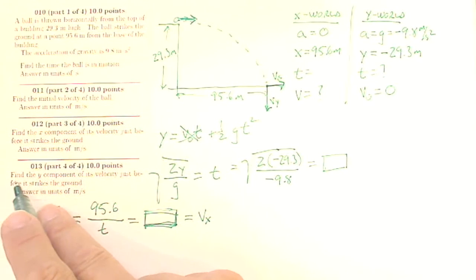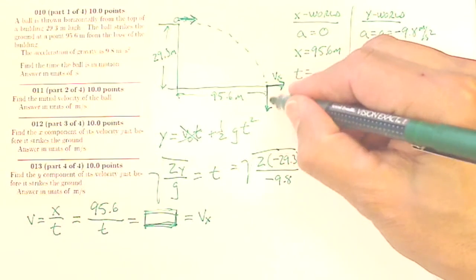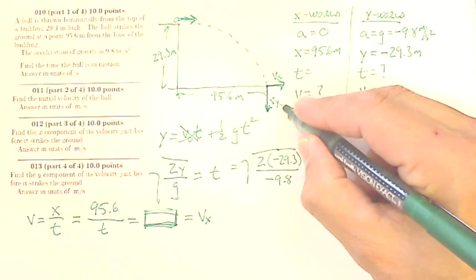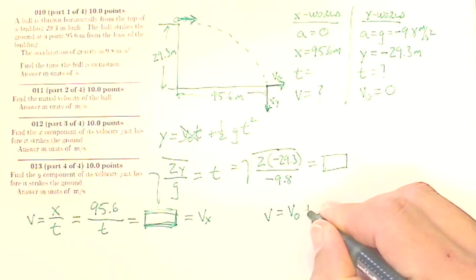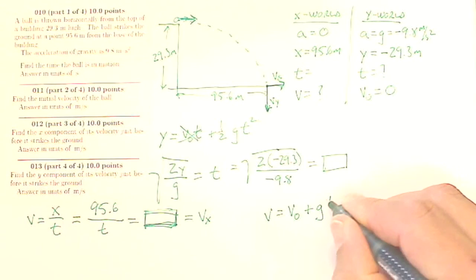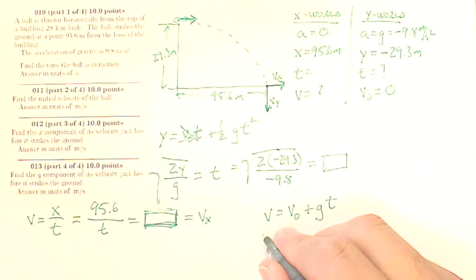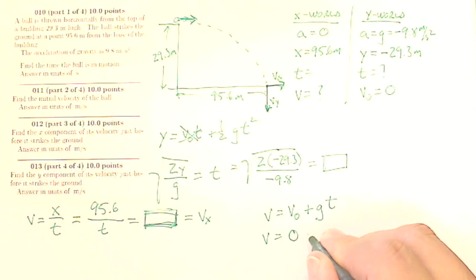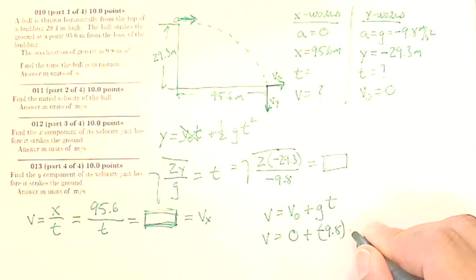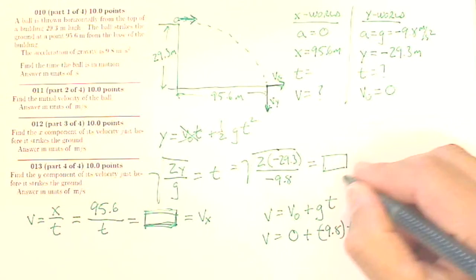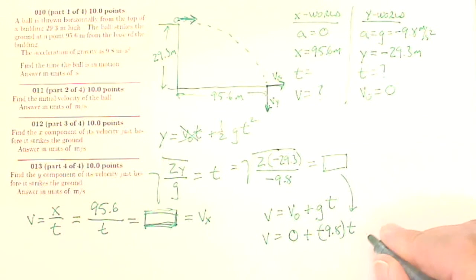Now I've got question 13, which says find the y component of its velocity just before it strikes the ground. Well, it's going to be going down, so I got to watch out. It's going to be negative. But I know that my final velocity is my initial velocity plus my acceleration times my time. So my final velocity is going to be my initial velocity of 0 plus my acceleration is negative 9.8 times my time, and my time is this that I solved for before. There's my time. So when I do that, I will get a number, and it's going to be negative, so make sure you enter it as negative.